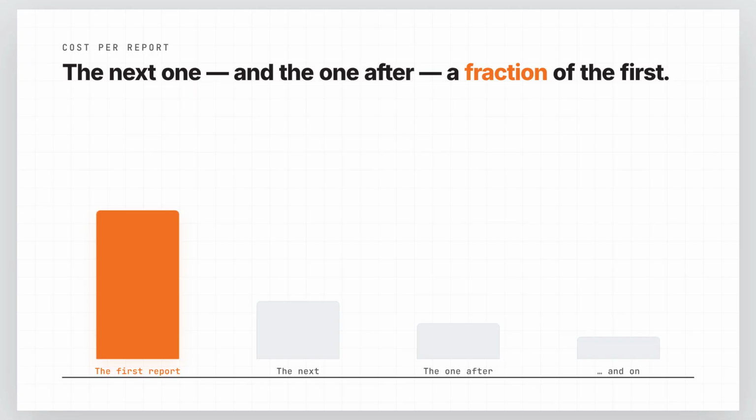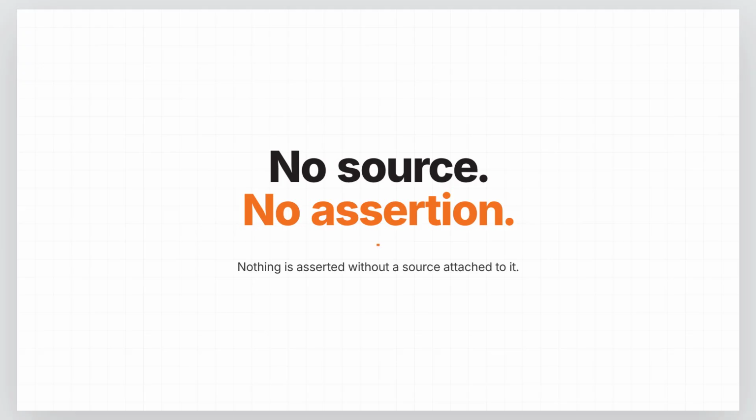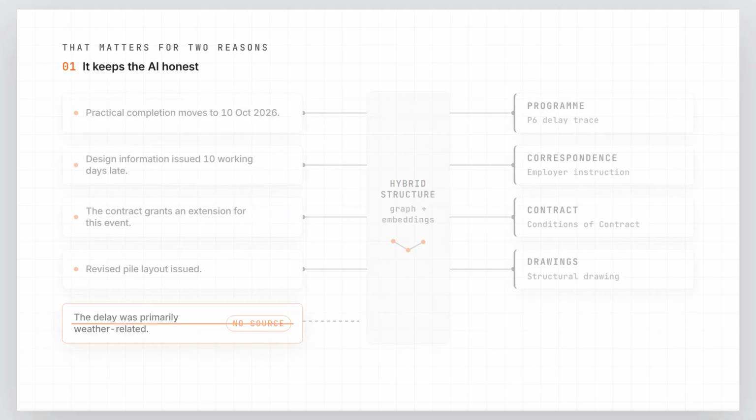And because the data sits in that hybrid structure, the graph and the embeddings, every factual statement in a draft is linked back to the document it came from. Nothing is asserted without a source attached to it. That matters for two reasons. It keeps the AI honest. A statement that can't be tied back to a document doesn't survive.